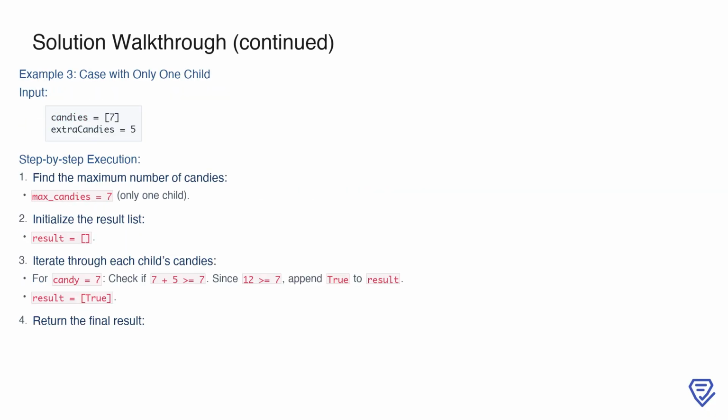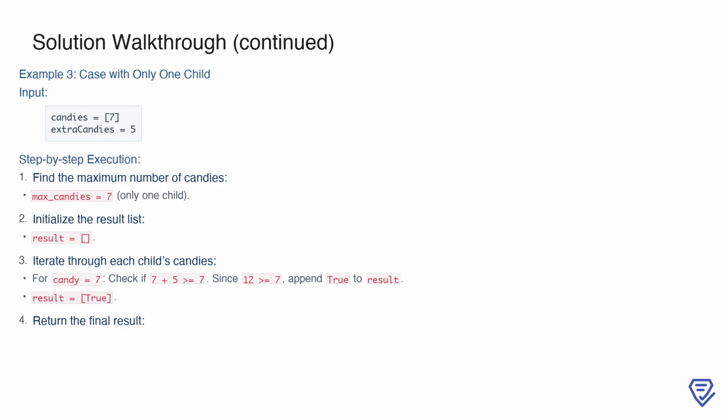In this edge case, we have only one child, with a candies array of 7 and an extra candies value of 5. Since there is only one child, the maximum number of candies is simply the value 7. After finding the maximum, we initialize an empty result list. Next, we check if this child's candies plus the extra candies meet or exceed the maximum.